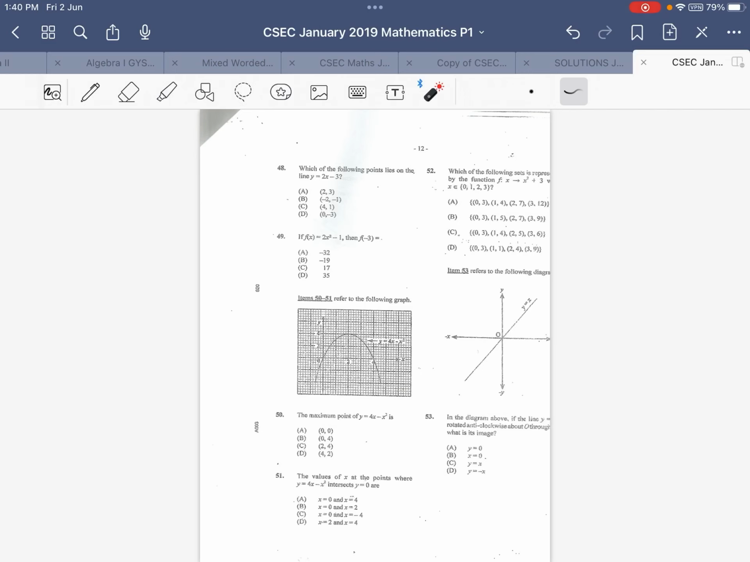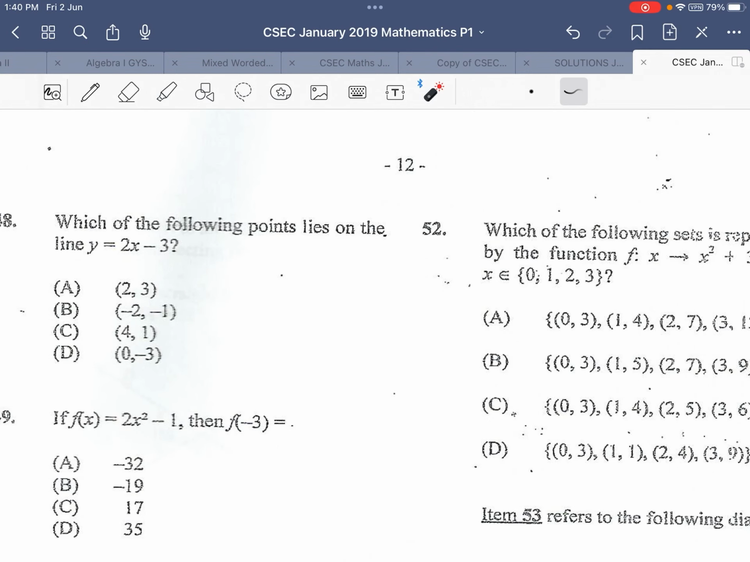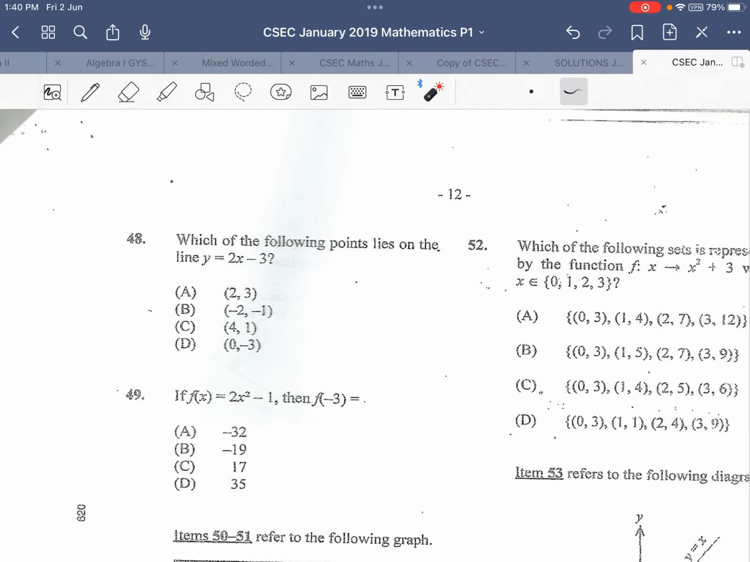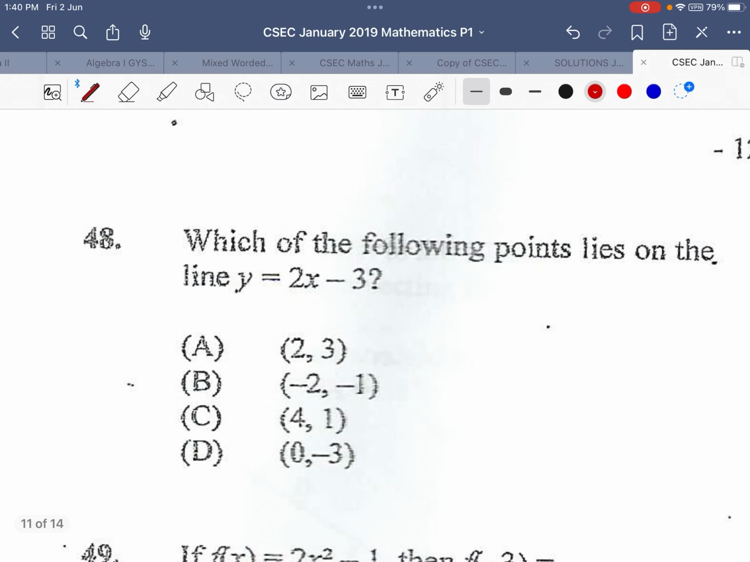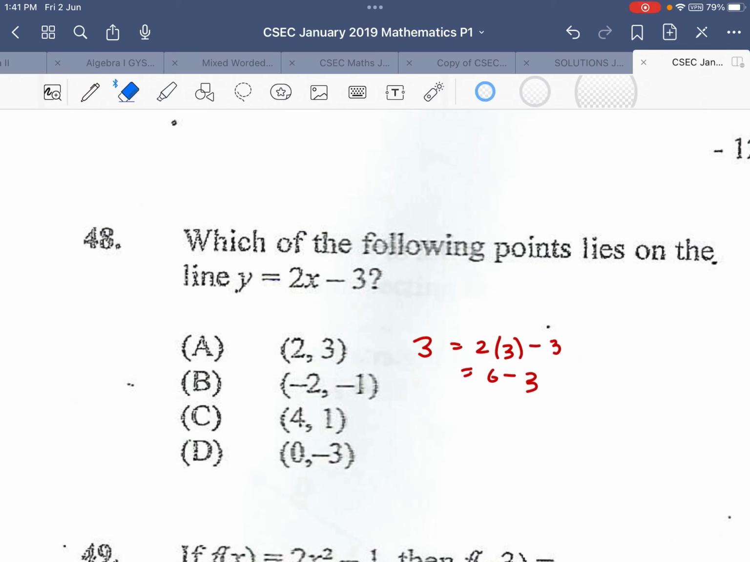Alright, moving on. Question 48. Which of the following points lies on the line y equals 2x minus 3? So you're going to have to substitute the points into the equation to see if it's satisfied. So for the first point, 3 should be equal to 2 times 3 minus 3. That's 6 minus 3, which is 3. So that works out. Right, so this off the bat is going to tell you it's your point.